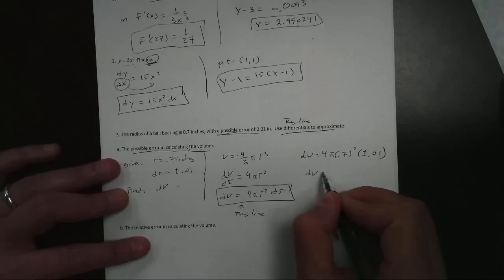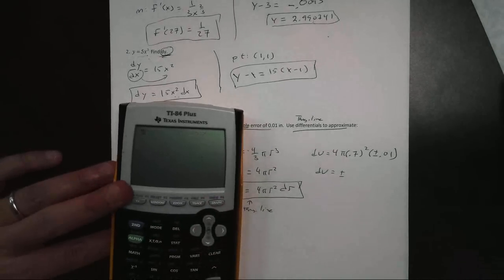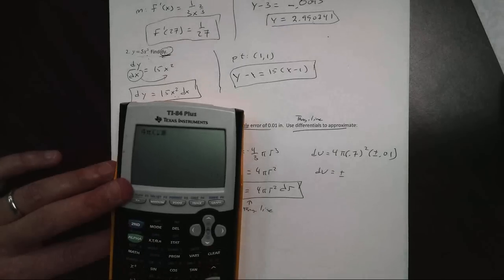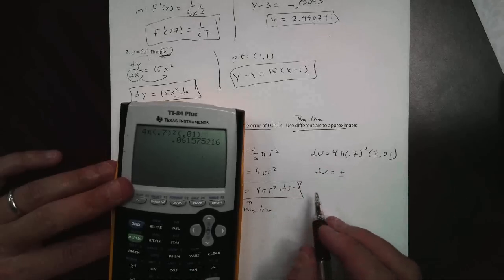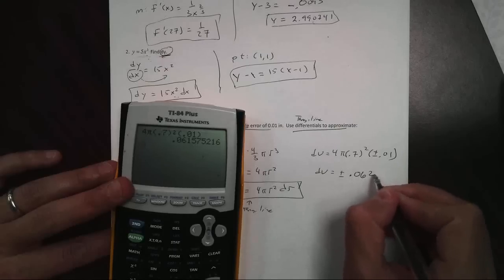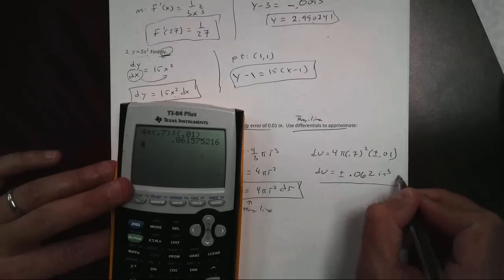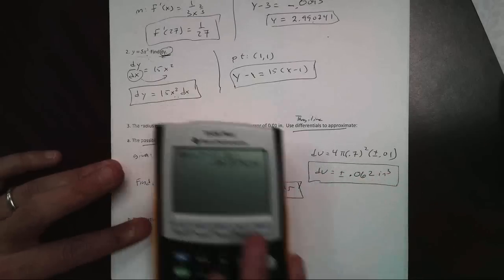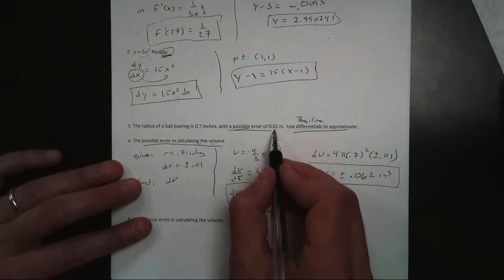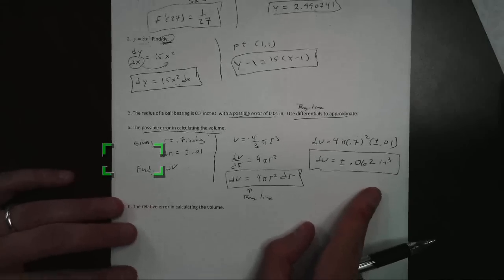So my change in volume, ready? If I type all that in my calculator, 4 pi, 0.7 squared times 0.01, I get 0.062, and that's going to be in inches cubed. So that's how much our error could be off. An error of 0.01 inches here could give us an error of 0.062 cubic inches in our volume.